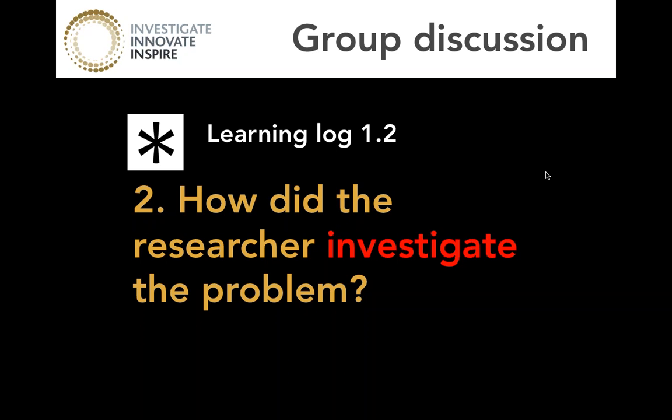Going to the second question, how did the researcher investigate the problem? Well, obviously, studying the literature first to see what's out there and what connections you can make, and then selecting a very small group of students. 14 students out of 20, I think it was, and introduced a few components.